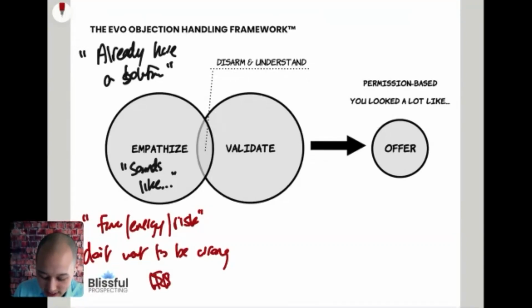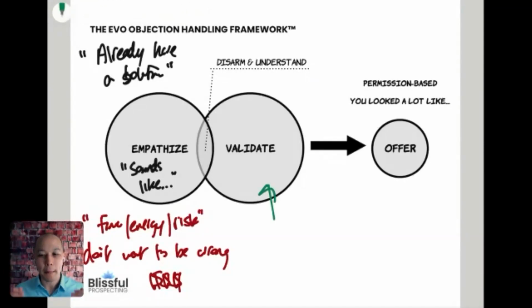And then there's maybe budget here. Okay, so let's just work through this and have a little bit of fun with it. So if someone says, hey, we already have a solution, I'm just gonna be like, sounds like you might be taken care of. And then for the validate piece, I could do a bunch of different things.